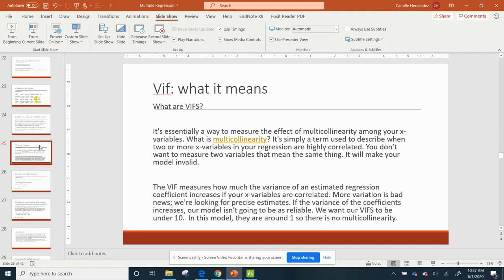So basically, what does that mean? I want VIFs that are under 10. In this model, they're all 1, so that's great. That means that they're all independent. They're not dependent on each other, and I'm not measuring the same thing twice.